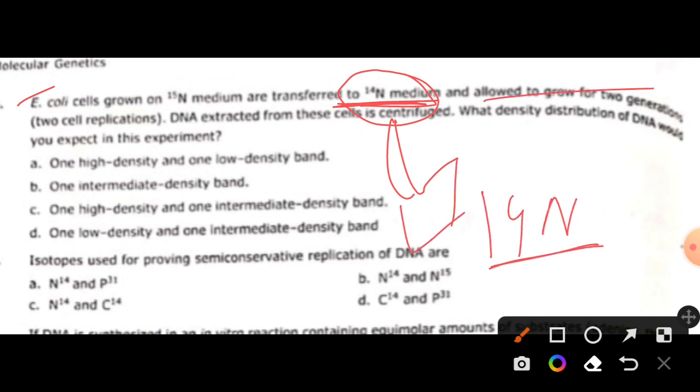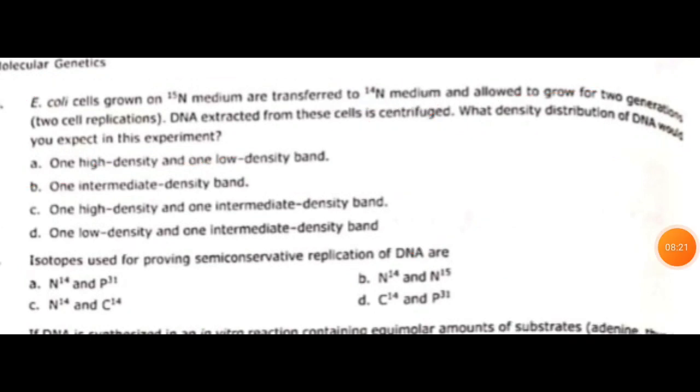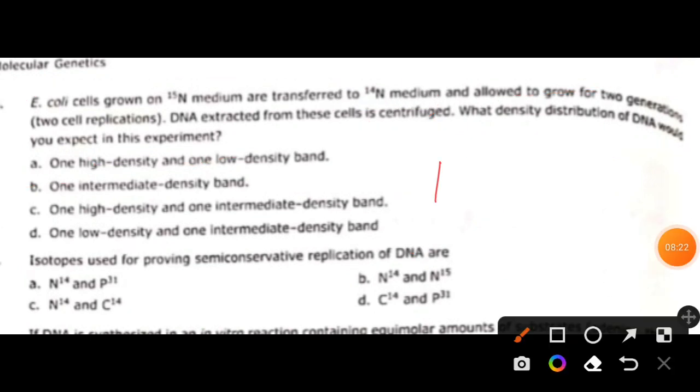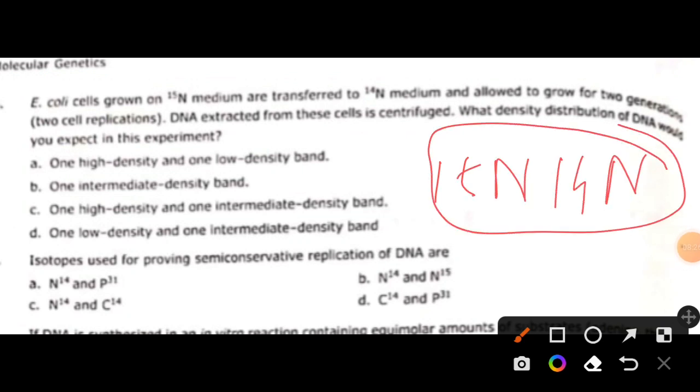And allowed to grow for 2 generations. DNA extracted from these cells is centrifuged. What density distribution of the DNA would you expect in this experiment, right? So what will be our composition after the ending of the first generation? We will get 2 DNA molecules each having this composition, right? So upon the ending of the second generation, we will get 2 hybrid, 2 light, right? So your answer should be D.